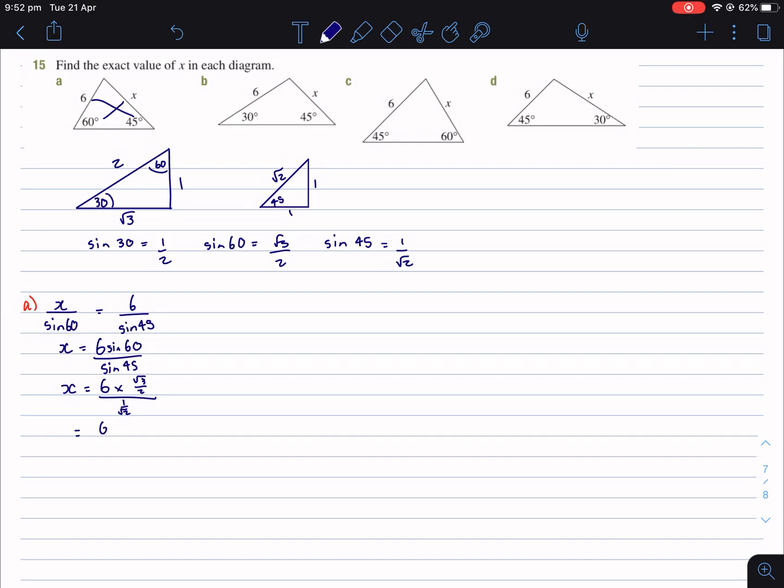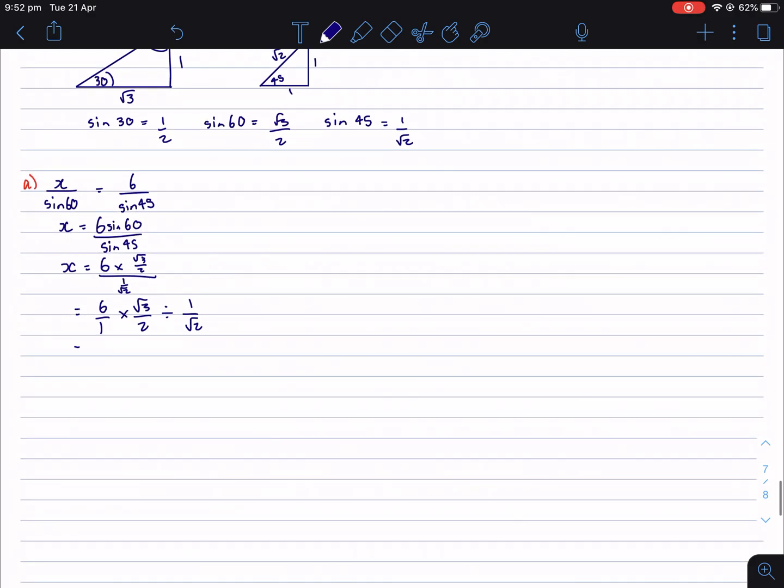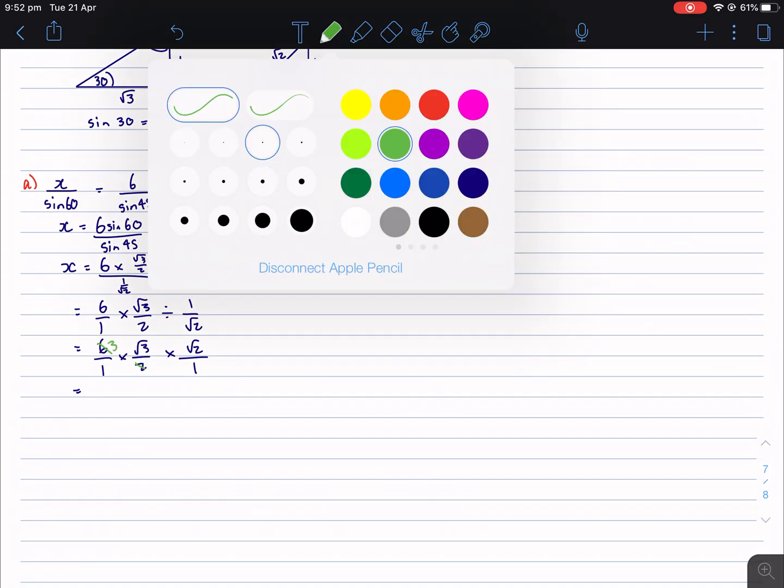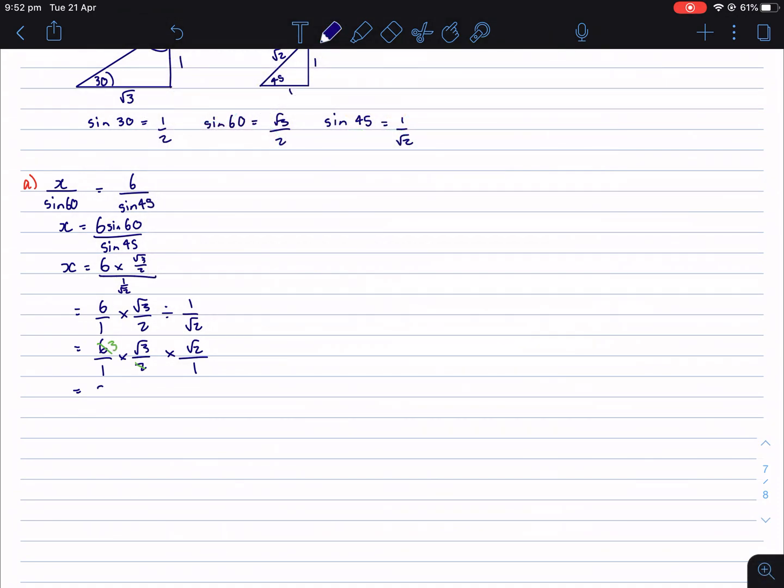And that's the same as 6 over 1 times root 3 on 2 divided by 1 on root 2, which then gives us 6 over 1 times root 3 on 2 times root 2 on 1, which gives us, let's cancel out, 6 and 2, that's 3. So that gives us 3 root 6 on 1, which is just 3 root 6.